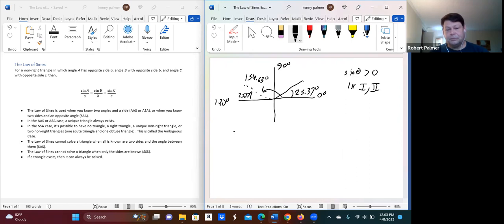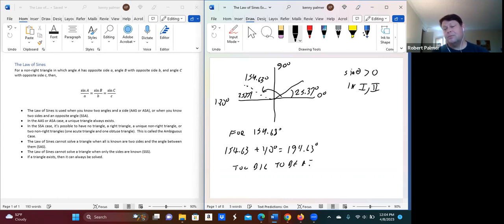So for 154.63, for this angle, if we add up all the angles, 154.63 plus angle A, which was 40 degrees, that would be 194.63. And basically that's too big to be a triangle.